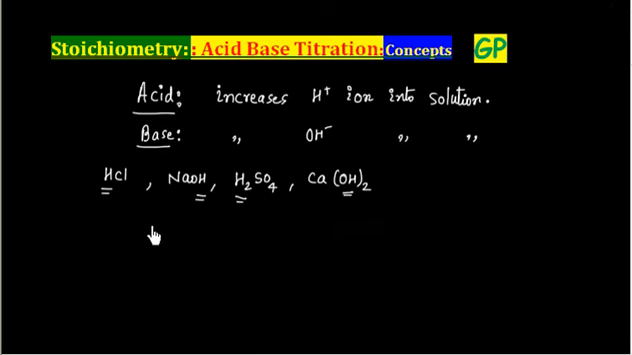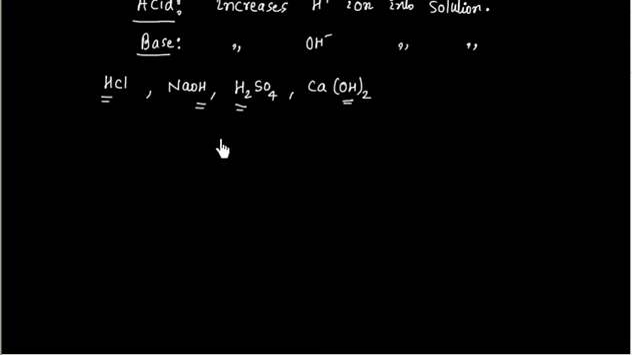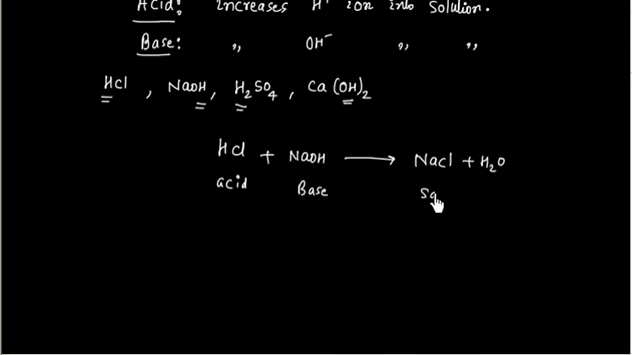Now let us discuss acid-base reaction. If I have HCl and it reacts with NaOH, this will give you NaCl plus H2O. So this is an acid-base reaction. Here you have an acid and here a base, and then you have salt plus water. Acid-base reaction is also called neutralization reaction, because each has a property to neutralize the other.